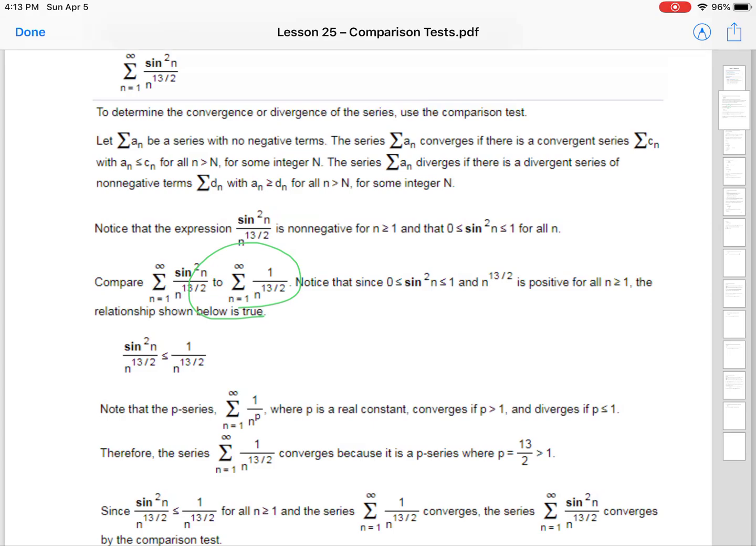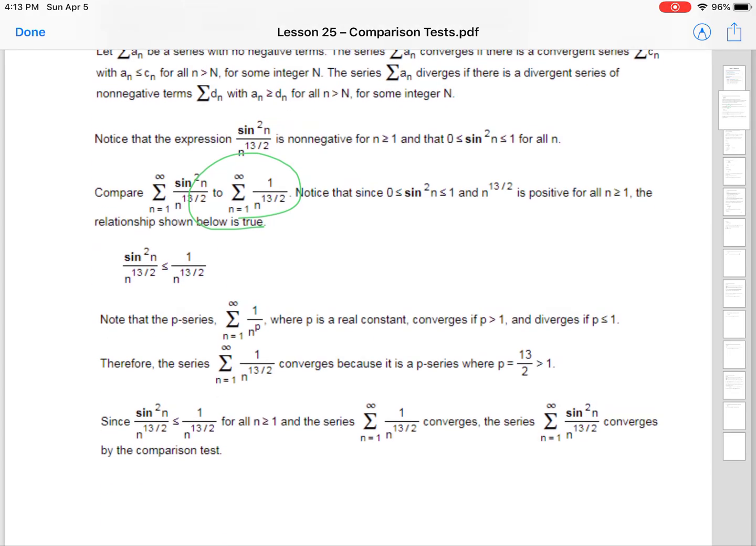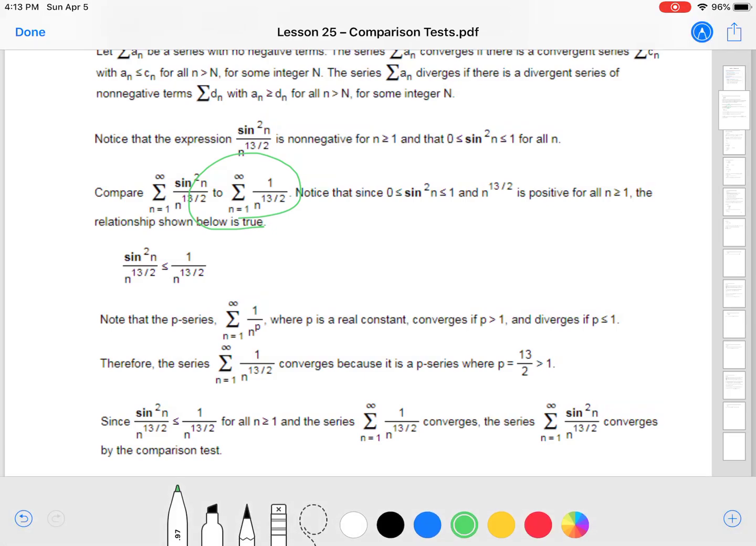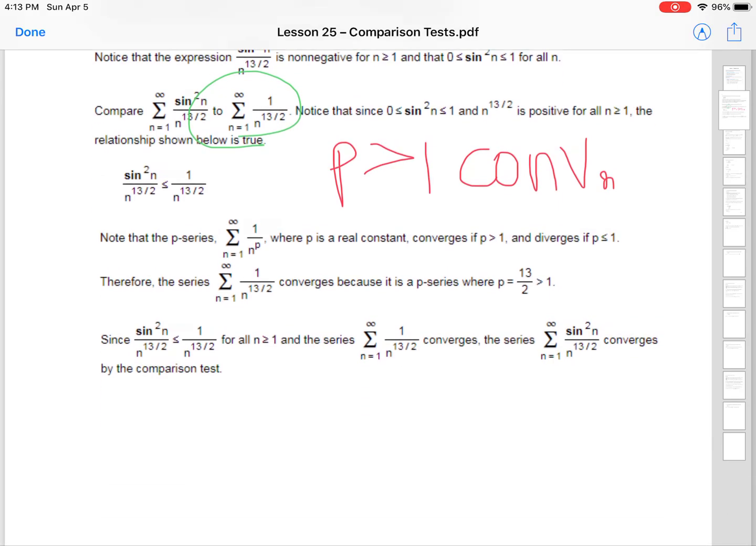Now, 1 over n to the 13 over 2 power is a p series. And if p is greater than 1, then our series converges. That is the case here. P is the exponent 13 over 2, and 13 over 2 is greater than 1. So because our series converges, then the given series also converges by the comparison test.